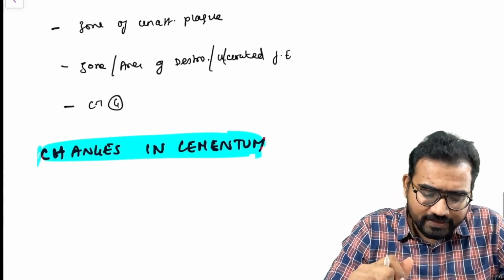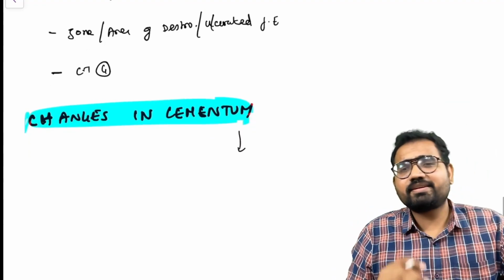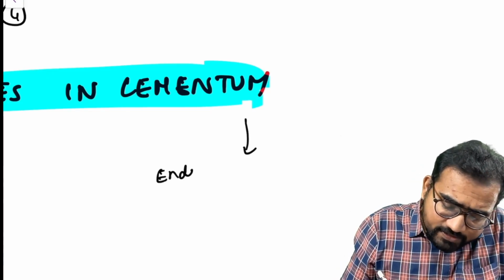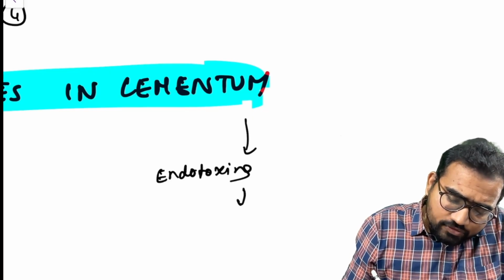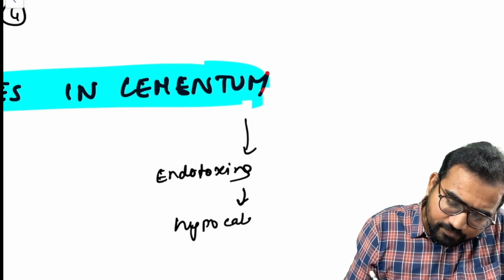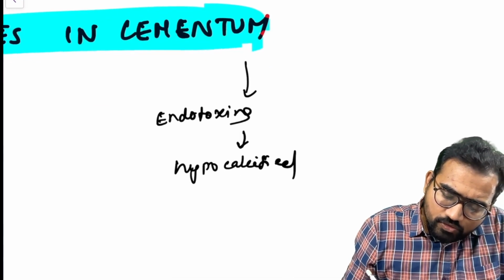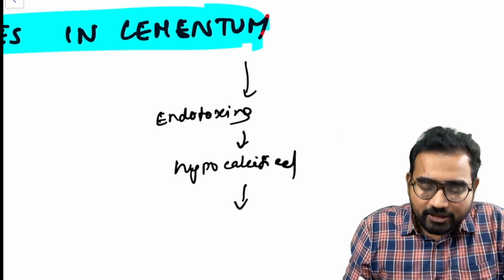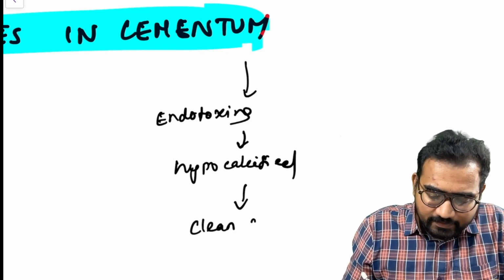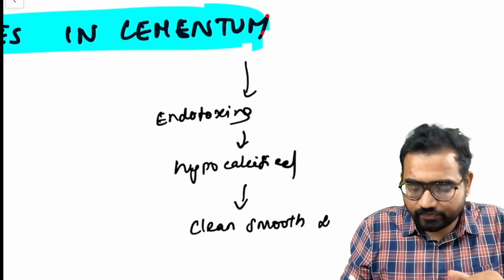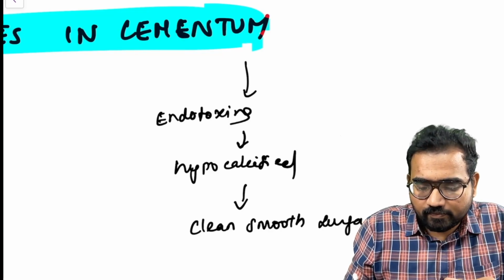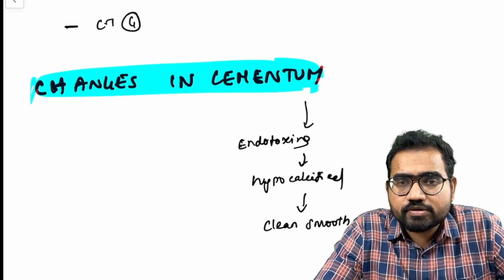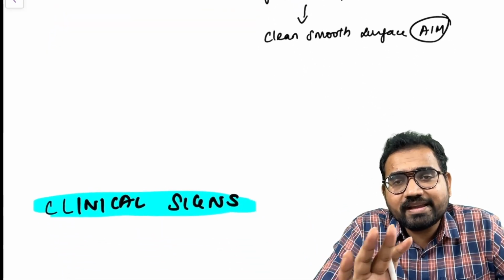Okay, excellent. So cementum, what happens, it becomes irregular, as it is invaded by various endotoxins, and so it becomes hypocalcified. So the aim is to recreate or to make the cementum a clean smooth one again. Clean smooth surface is the aim. So our aim should be to have clean smooth surfaces.